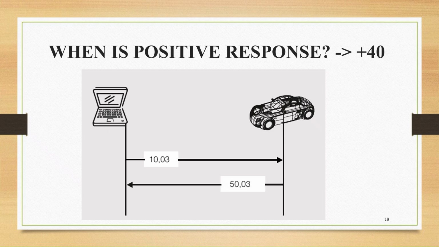So this is one example where the diagnostic tool gives the ECU 10 and 03, and the ECU responds with 5003. So the difference between 10 and 50, which is plus 40, means in a way the ECU is giving a positive response.